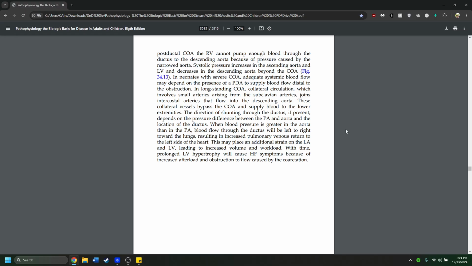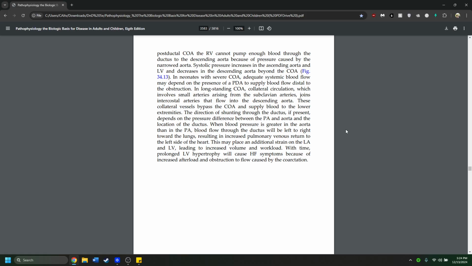In long-standing COA, collateral circulation, which involves small arteries arising from the subclavian arteries, joins intercostal arteries that flow from the descending aorta. These collateral vessels bypass the COA and supply blood to the lower extremities. The direction of shunting through the ductus, if present, depends on the pressure between the pulmonary artery and the aorta and the location of the ductus.